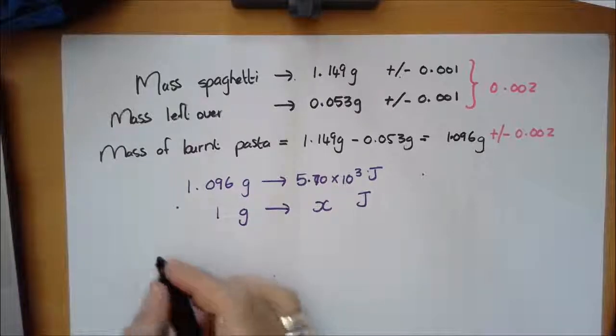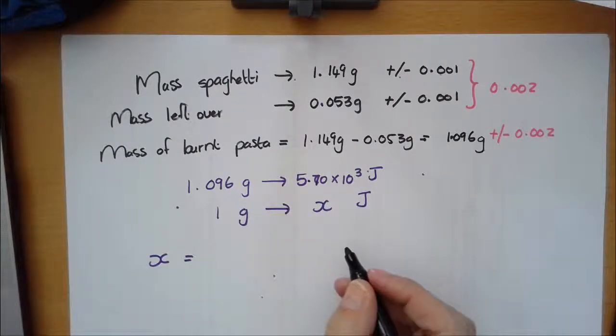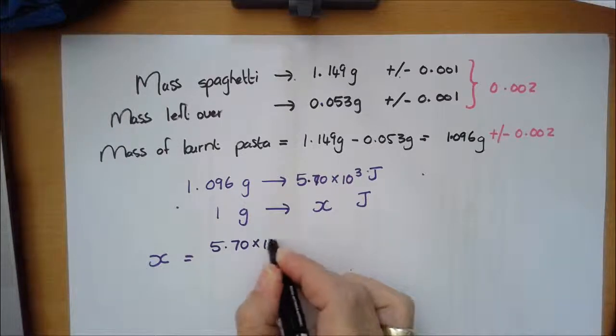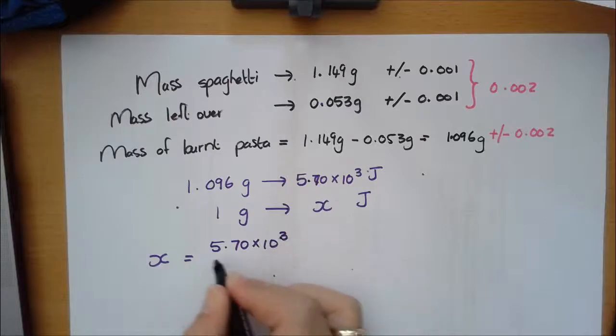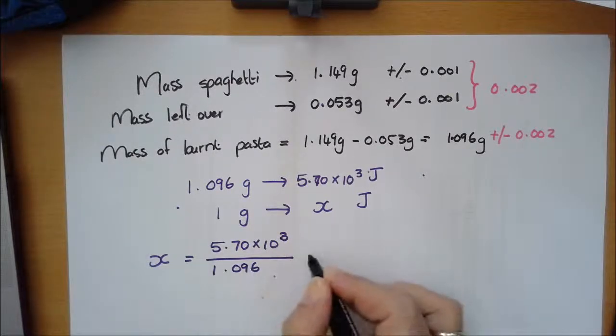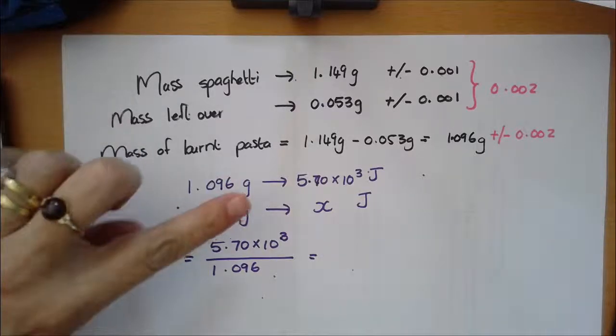So if I'm going to solve for X, X is going to be equal to 5.70 times 10 to the power of 3 divided by 1.096. Do you understand what I did? Who doesn't understand what I did? I understand. It's cross multiplication.